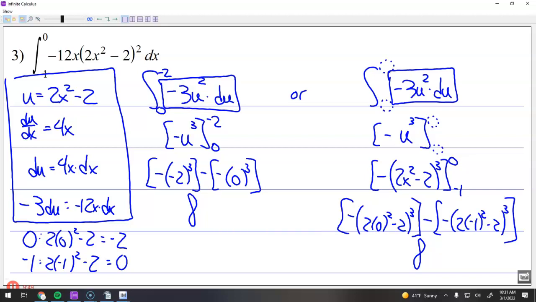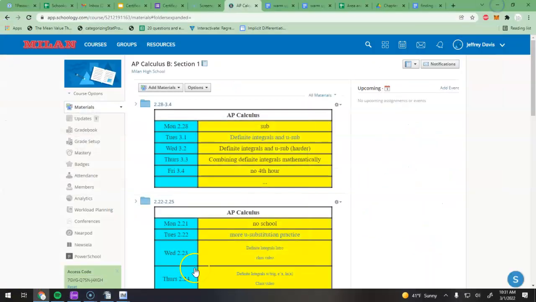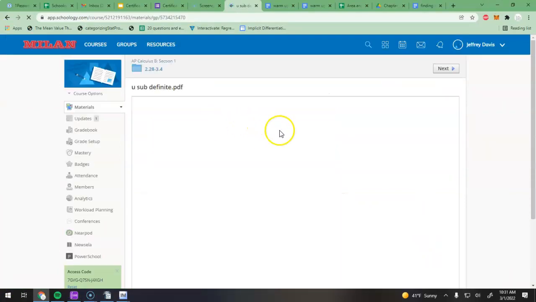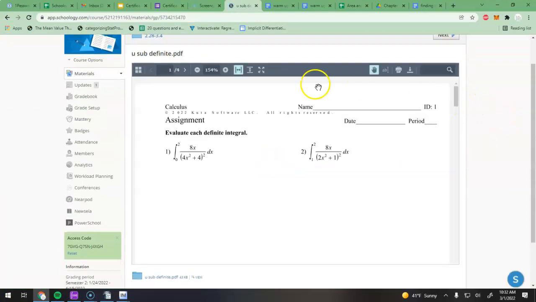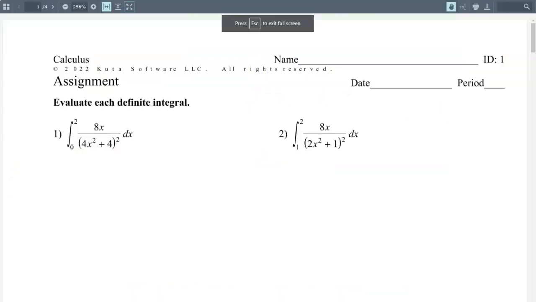Which way? I don't know. I thought I printed it. So I've got to go check. But you can look on Schoology before I get started. You're itching to calculate.